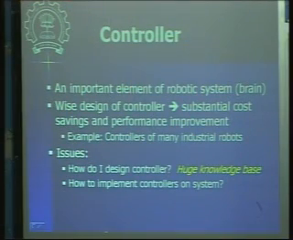Now another important issue is regarding the implementation of the controller on your manipulator. How do you implement a controller on your manipulator? We'll touch upon these issues a little bit, and later on when we talk more about robot control in specific, I'll give you some more hints on how to implement control.